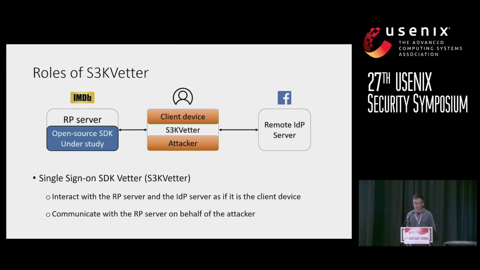So we developed a tool called S3K Vector. It plays two roles. First, in order to support the protocol flow, it interacts with the RP server and IDP server as if it is the client device. Second, to provide the input to the RP server, it communicates with the RP server on behalf of the attacker.